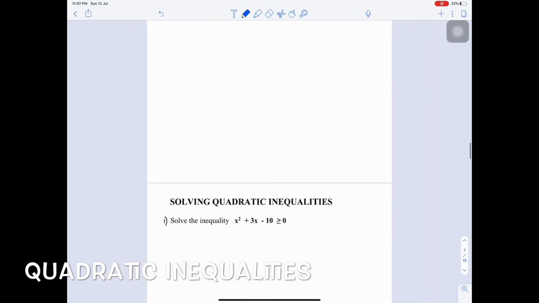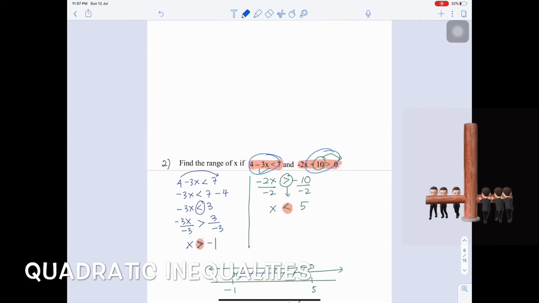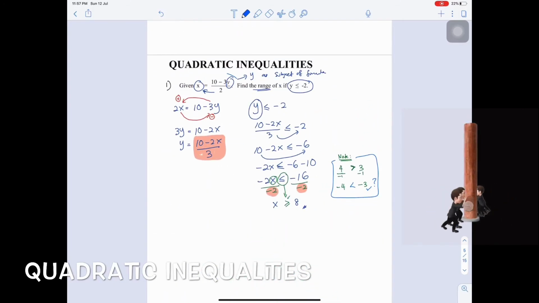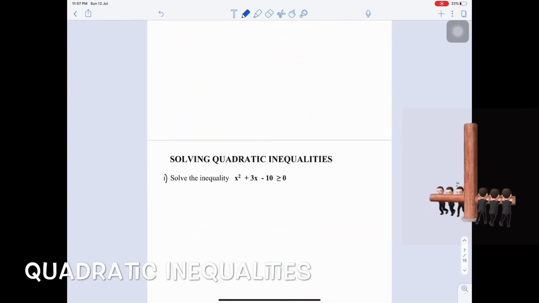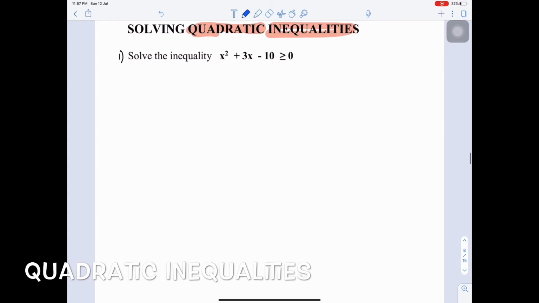Now let's look at solving quadratic inequalities. The previous example was about the straight line, inequalities for a straight line, but this one is quadratic inequalities. So solve the inequalities. First, step 1, the most important thing.